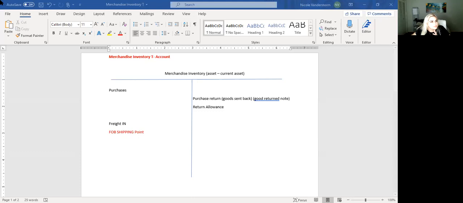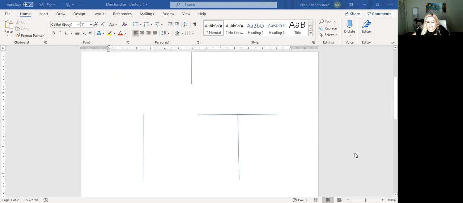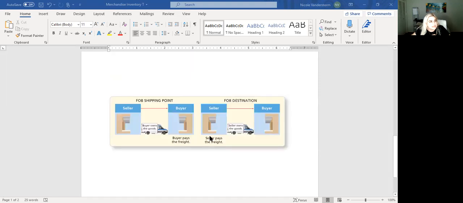All right, folks, let's just go over that one more time. The way that I remember the cost of my freight is that I think FOB destination, I'm always destined to shop at Amazon, okay? So that's the way I remember which one is FOB destination and which one is FOB shipping.